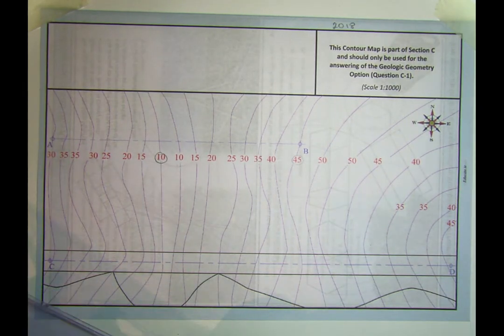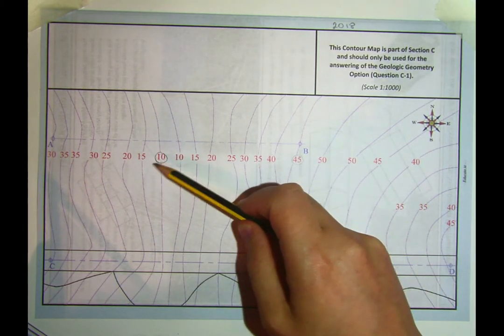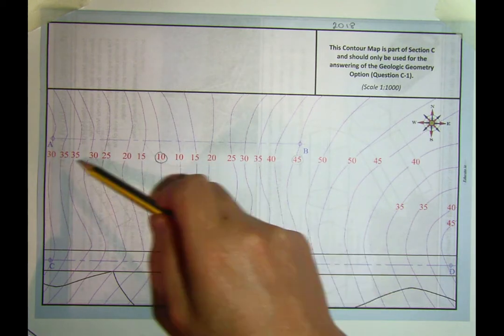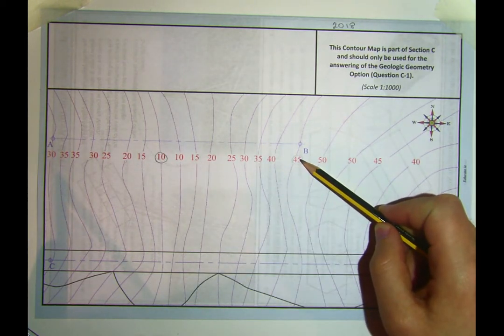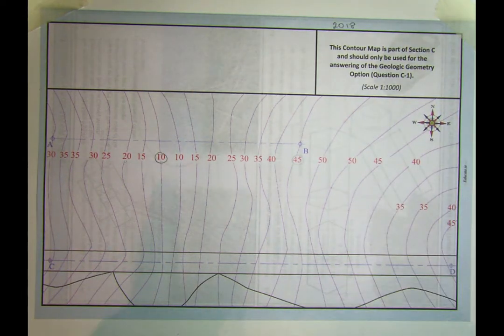So first thing that we need to do is determine the highest and lowest points on the map. The lowest point along our profile here is 10. There's no number lower than 10 there, and 45 is the highest one. 50 is higher, but that's not part of the profile, so we don't need to worry about it.